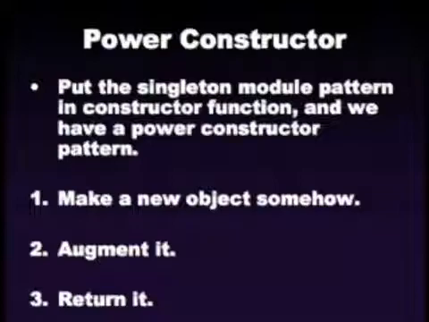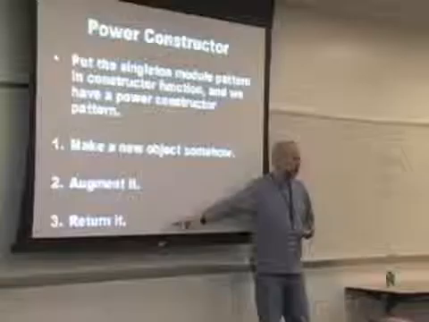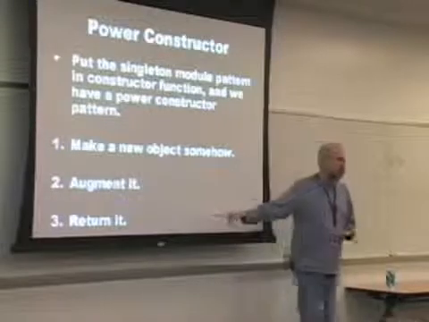We'll first make a new object somehow, and there are lots of ways to do that. We'll then augment it, and there are lots of ways to do that. We assign new properties to it, and then we return it. So 1, 2, 3, pretty simple steps.